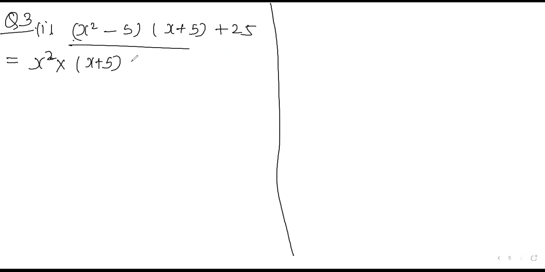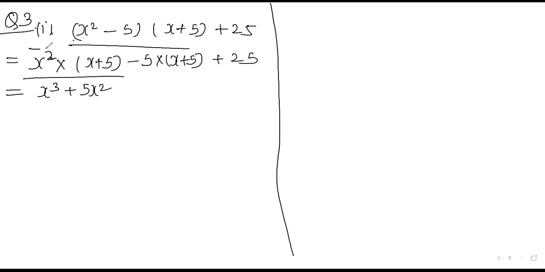Okay, and minus sign 5 is multiplied with x plus 5 plus 25. Okay, now let us multiply this one. x cube plus 5 times x square. x square is multiplied with x gives you x cube. x square is multiplied with 5 gives you 5x square.